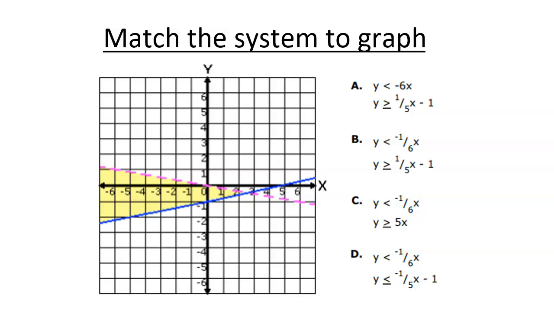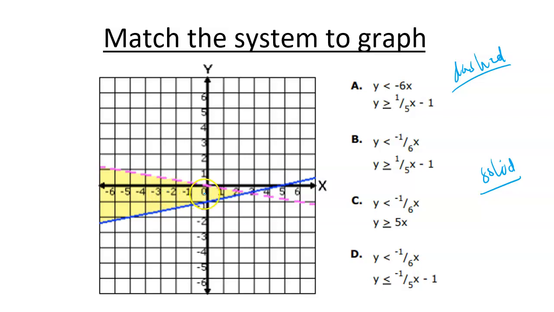Here are the two things I would look at. I have one dashed line and one solid line. That means one of them is going to be less than or greater than, and one is going to be less than or equal to, or greater than or equal to. If you look at your 4 answer choices, all of them match that, so there's nothing we can get rid of yet. So let's look at the different pieces.